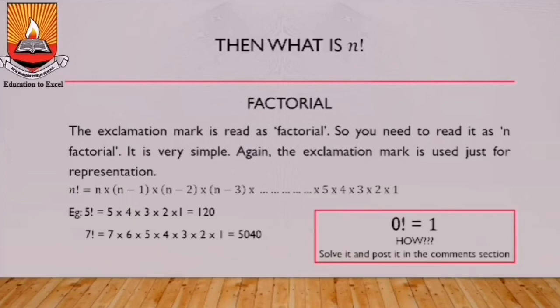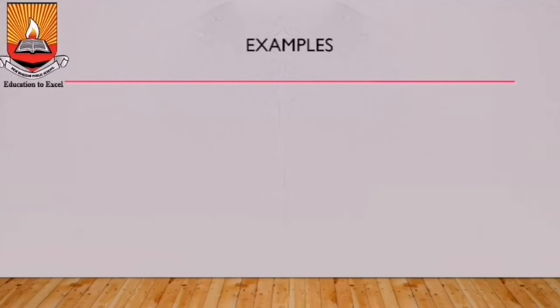And here's a tricky question I need you to solve. 0 factorial isn't 0, it is 1. How in the world? I need you to solve it and post this solution, this proof, in the comment section. I need you to prove 0 factorial is equal to 1. Yes, it's challenging but quite easy, and I truly believe you could do that.